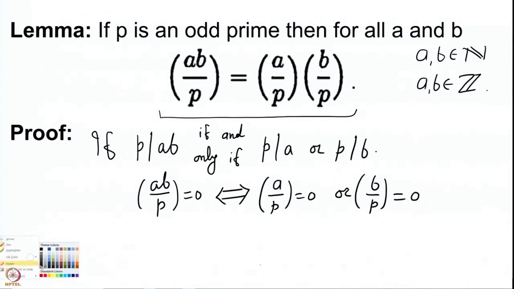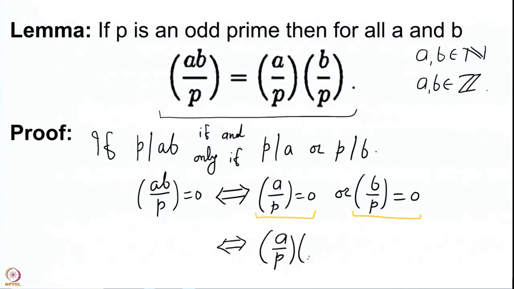Here on the right hand side of the if and only if symbol, I have two numbers and I am saying that this number is 0 or that number is 0. And when you have two numbers and the possibility that one of them can be 0, this is written in terms of having the product being 0. So, we have the equality AB by P equal to A by P times B by P whenever we have the equality to be 0. Now, we will assume that none of these three values AB by P, A by P and B by P is 0. So, what we will have is that A is in UP, B is in UP and therefore AB is also in UP. And then we will compute these Legendre symbols and see whether we get the equality.